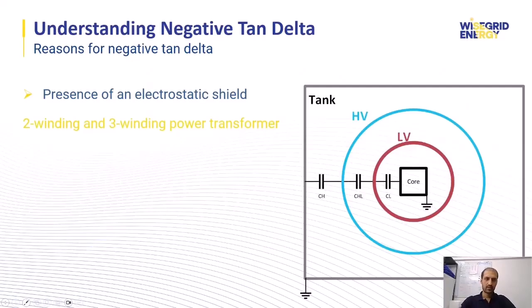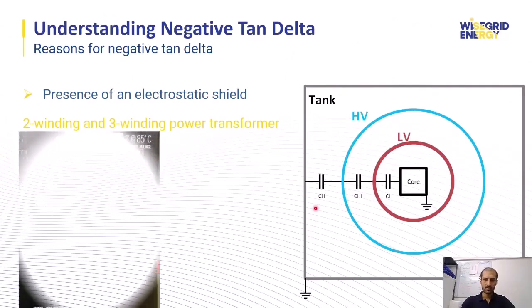Another reason is the presence of an electrostatic shield. Normally, we consider three main capacitors in a transformer insulation system: CL, the capacitor between the low voltage winding and the grounded core, I mean this capacitor; CHL, the capacitor between high voltage and low voltage windings; and CH, the capacitor between HV winding and the grounded transformer tank.